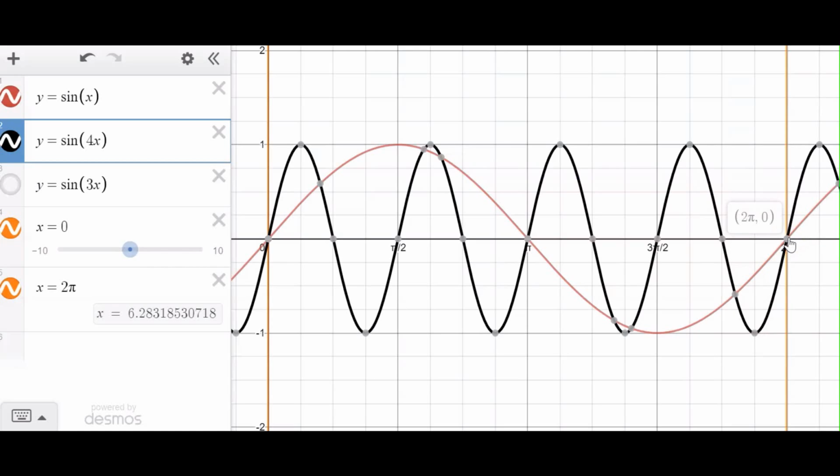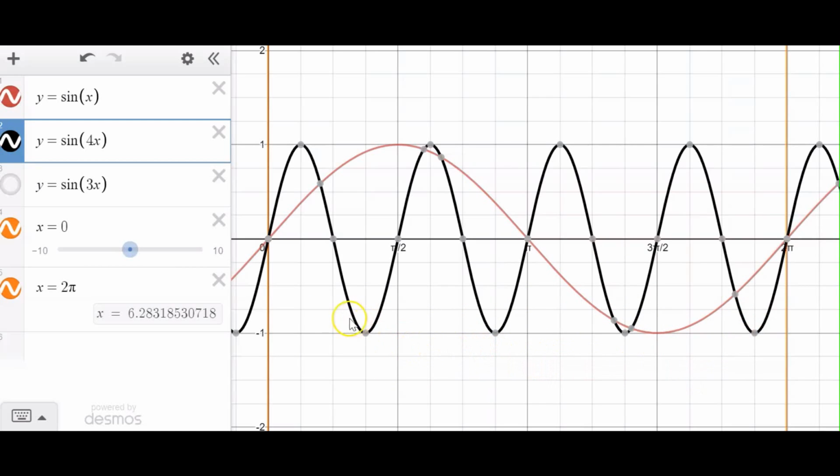Now another way you can count the frequency is just between 0 and 2 pi. You can just count how many high peaks there are. There's 1, 2, 3, 4 high peaks. Or you can count the low peaks: 1, 2, 3, 4. So that's a frequency of 4.